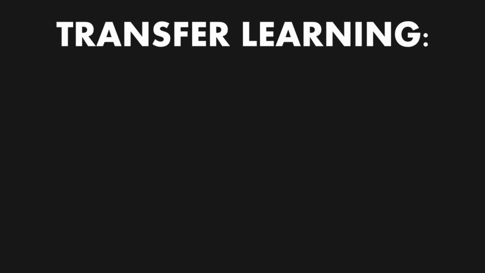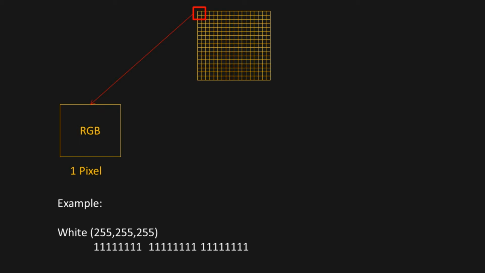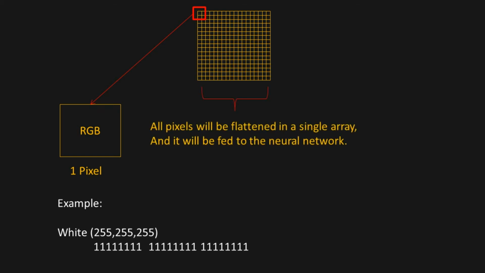We will use the method called transfer learning, where we can reuse a pre-trained model like MobileNet. Just a brief explanation regarding the image. Each image is made up of tiny pixels, and each pixel is composed of a combination of RGB colors for a colored image. For example, for the color white, 3 bytes of ones. These binary numbers will be flattened to an array.